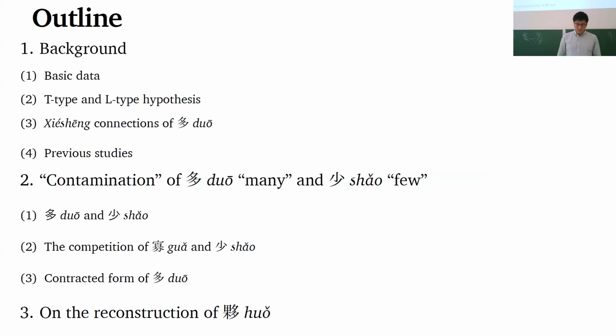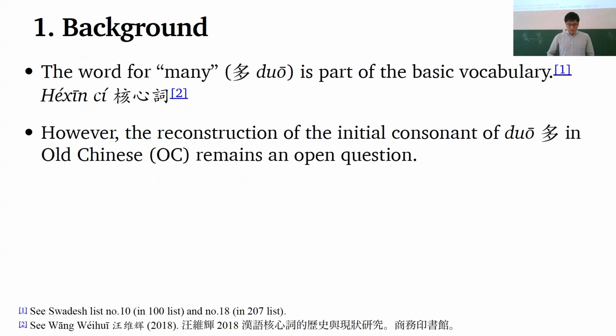So here's my outline. Background about some basic data for the word for dual, many, and a T-type and L-type hypothesis and association connections of dual. And then the previous reconstructions. And I'm going to propose a new idea, which is contamination of dual and ʔl'aal. And then I'm going to talk a little bit about the ʔl'aal and ʔl'aal. And then I'll introduce the example of contracted form of dual. And then last, I'm going to talk about the word for dual.